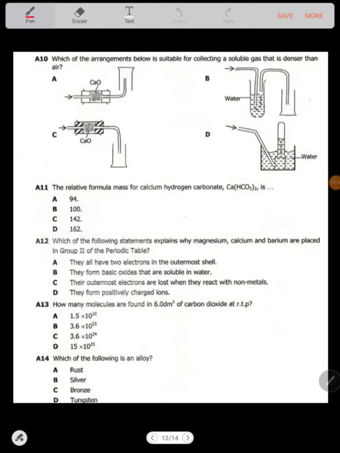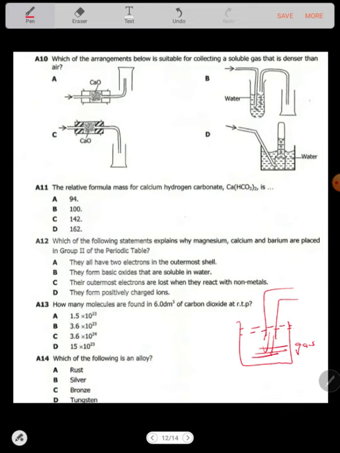Which of the arrangements below is suitable for collecting a soluble gas that is denser than air? Now, for something denser than air, your jar should be like this, so that even if the tube comes like this, the gas will still go down, and air will be on top, but your gas will be down here. That's what you must know.